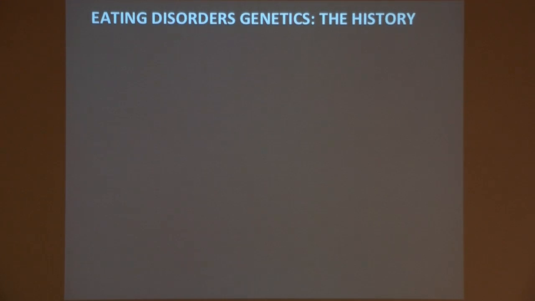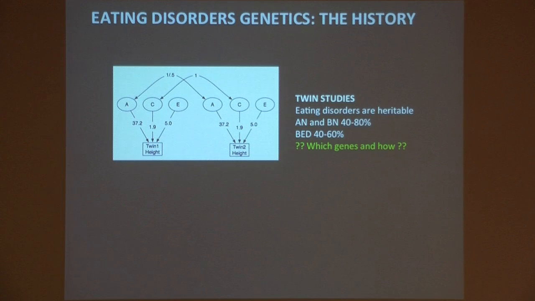So we moved on to about a decade of twin studies, many of which occurred with the Swedish twin registry. And we know from multiple studies across multiple countries, all with European ancestry populations, that anorexia and bulimia are heritable.